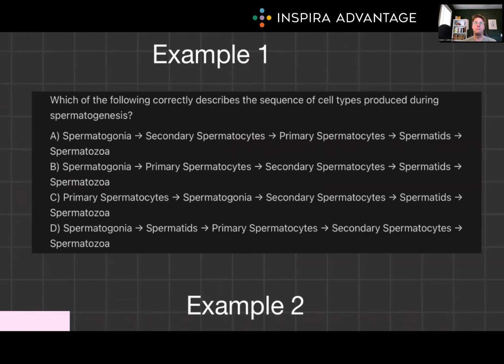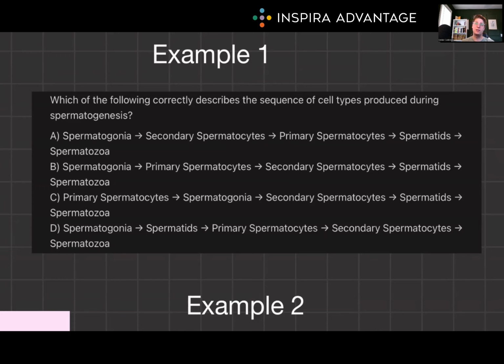Let's go through an example here. Which of the following correctly describes the sequence of cell types produced during spermatogenesis? A. Spermatogonia to secondary spermatocytes to primary spermatocytes to spermatids to spermatozoa. B. Spermatogonia to primary spermatocytes to secondary spermatocytes to spermatids to spermatozoa. C. Primary spermatocytes to spermatogonia to secondary spermatocytes to spermatids to spermatozoa. Or D. Spermatogonia to spermatids to primary spermatocytes to secondary spermatocytes to spermatozoa. Give this a few moments to think about, and once you're ready, unpause the video.